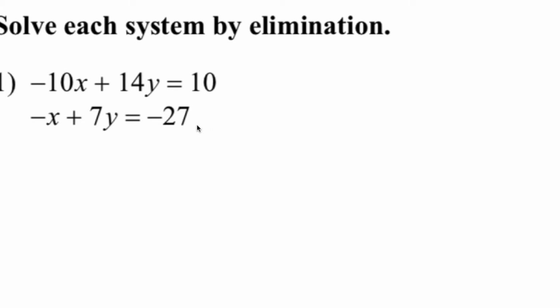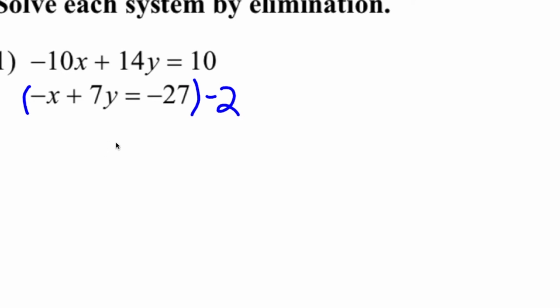So in this case, what I'm going to do is I'm going to choose to multiply this bottom equation by a -2. And what that will do is give me a -14y right here. And then that -14y, when I add with the 14y up above, will cancel out and leave me with 0y. So I'll only be left with x's. So first of all, I'm going to recopy this top equation because that did not change at all. So 10x plus 14y equals 10.